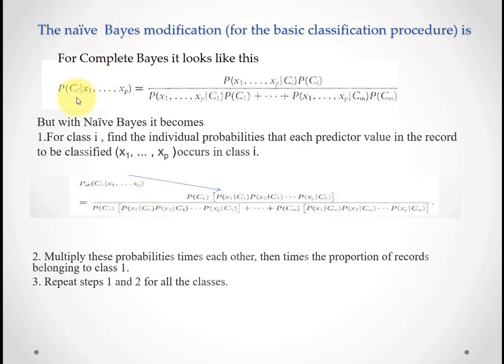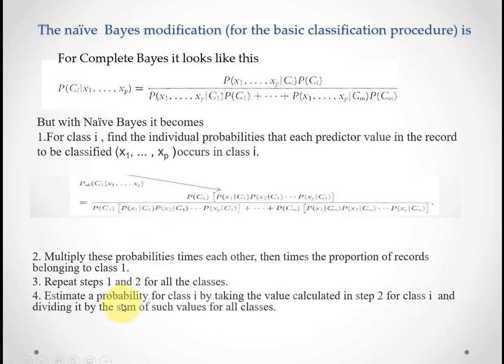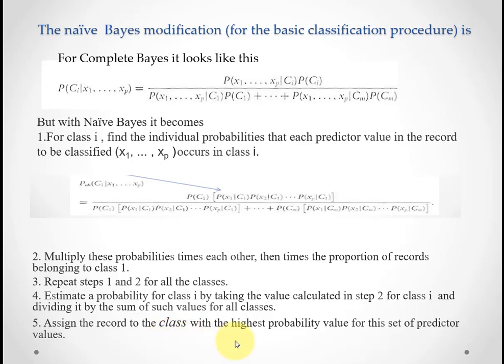For each of the classes, we're going to have a value for this, because we're saying this is equal to this. So we're going to have a value for each of the classes, and then we'll be able to choose the class which is most likely. Estimate a probability for class i by taking the value calculated in step 2 for class i and dividing it by the sum of such values for all classes. In other words, actually we should divide by all of this. Assign the record to the class with the highest probability value for this set of predictor values. So for this set of predictor values, that's our instance basically.